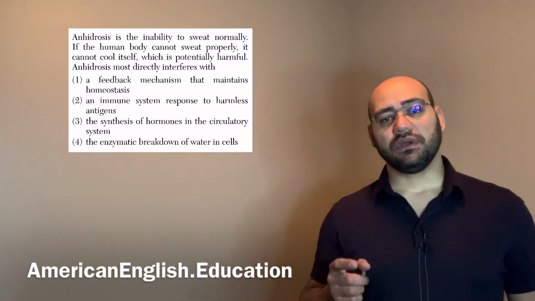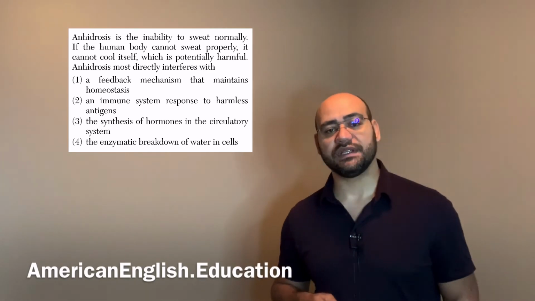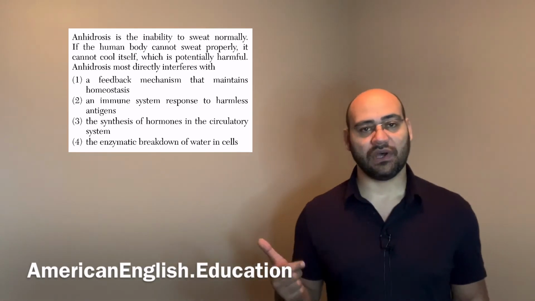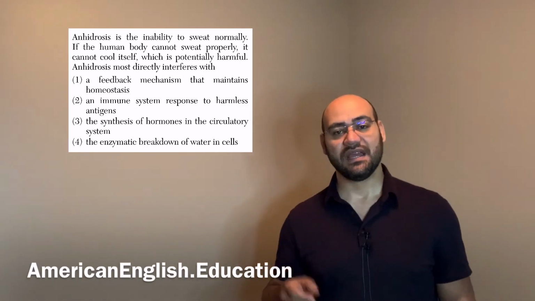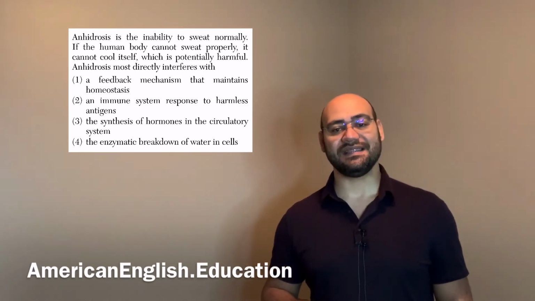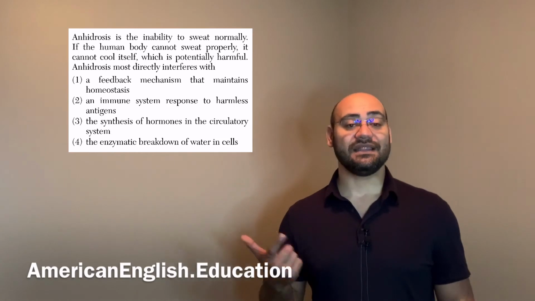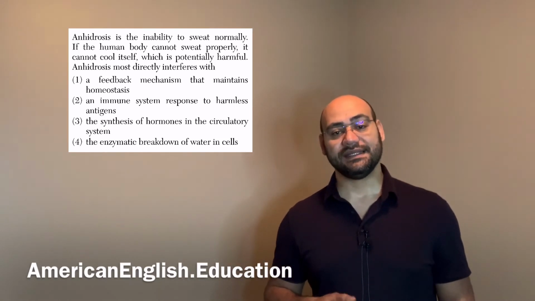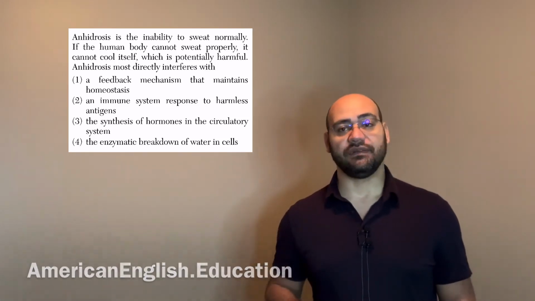Number 2, an immune system responds to harmless antigens. That has nothing to do with what we are talking about. The text is not talking about that. It's irrelevant. Number 2 is incorrect. 3, the synthesis of hormones in the circulatory system. Again, that's irrelevant. Number 3 is out. 4, the enzymatic breakdown of water in cells. Out as well because that's irrelevant.